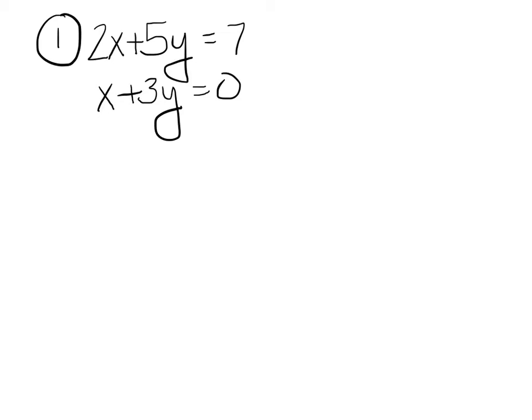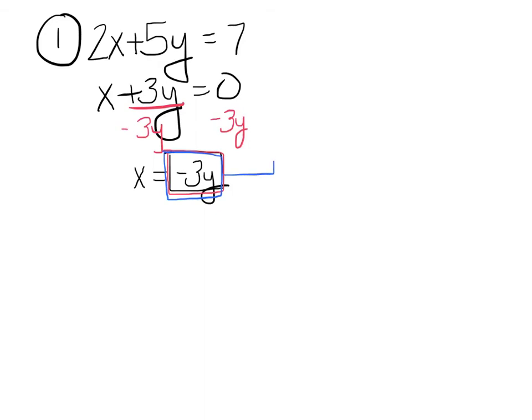So that means I need to move that to the other side. So I'm going to subtract 3y on both sides, which means my equation is going to be x equals negative 3y. So what am I going to do with that? Step 1, get the letter by itself. Step 2, substitute the negative 3y into the first equation for the value of x, because x equals negative 3y, so we plug it in.